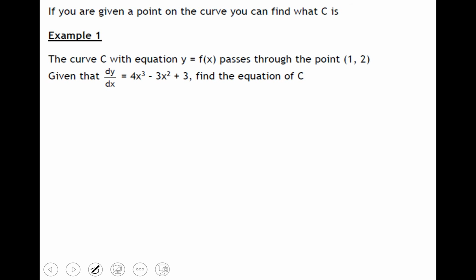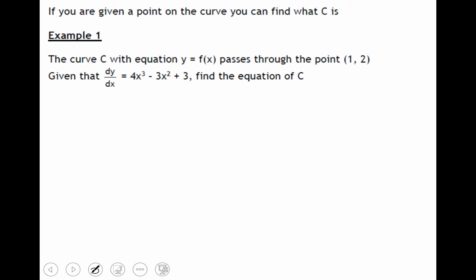Now basically, in the previous lessons we've been looking at how to integrate. In these cases we got a plus c, an arbitrary constant, because when differentiating, all constants differentiate to 0. So when integrating, we had no way of knowing what that constant was that differentiated to 0. However, if we're given a point on the curve, we can find out what plus c actually is.